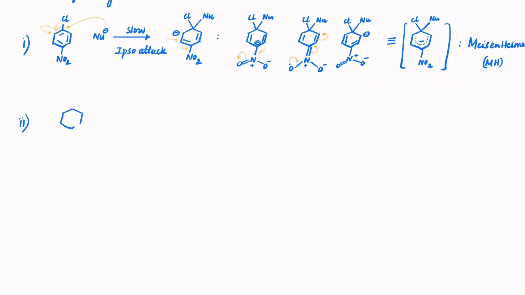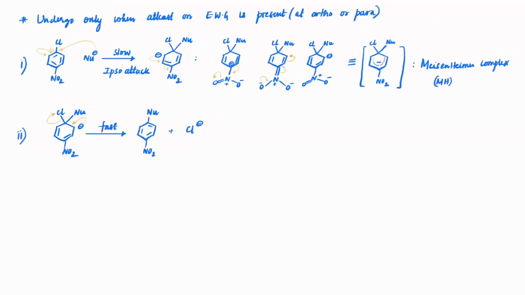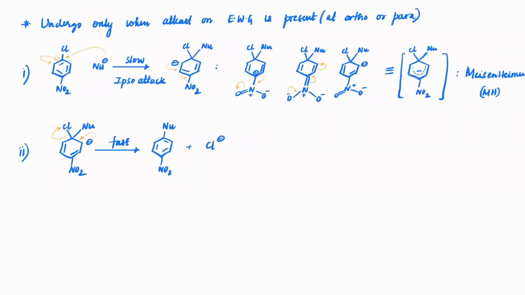let me write down one of the canonical structures here like this, NO2. And now this will try to regain the aromaticity, trying to remove the chloride away. Okay, and this would be relatively faster as it is gaining the aromaticity. Hence, you will see double bonds back with nucleophile here, NO2 here, and Cl minus going out. So this is how a nucleophilic attack has happened.